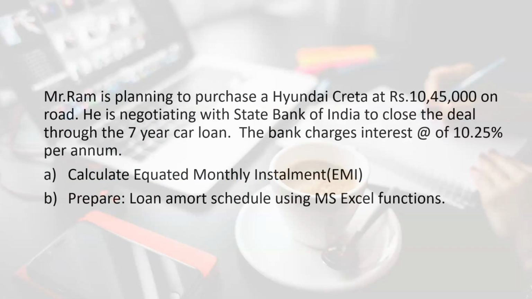We will now consider an example where Mr. Ram is planning to purchase a Hyundai Creta at ₹10,45,000 on road. He is negotiating with the State Bank of India to close the deal through a 7-year car loan. The bank charges interest at the rate of 10.25% per annum, and you are asked to calculate the equated monthly installment, the EMI, and to prepare the loan amortization schedule using MS Excel functions.